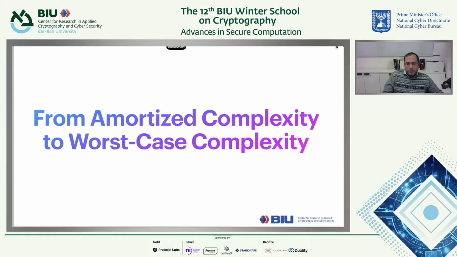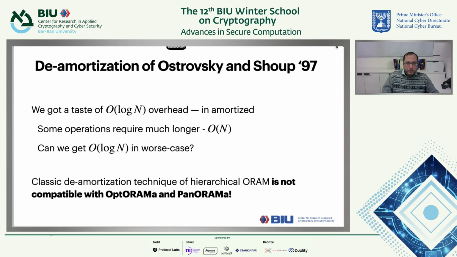So for the last part, to conclude, I'm going to talk about how to move from amortized complexity to worst case complexity. The construction that we had so far, we got a taste of this log n overhead construction in the amortized sense. Some operations are longer, they require order n operations. Like if I need to build now the last level in the ORAM, then I need to intersperse all the levels up to that level, and then run the hash table. This is going to cost order n, it's going to introduce delays and so on.